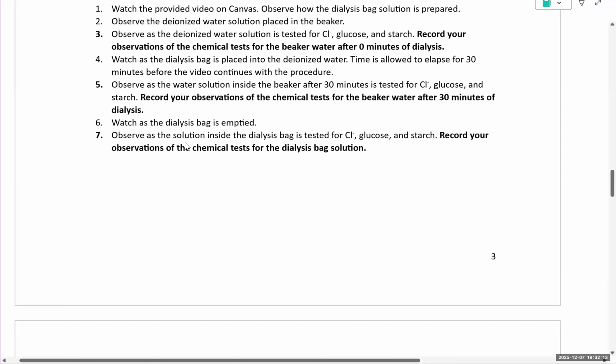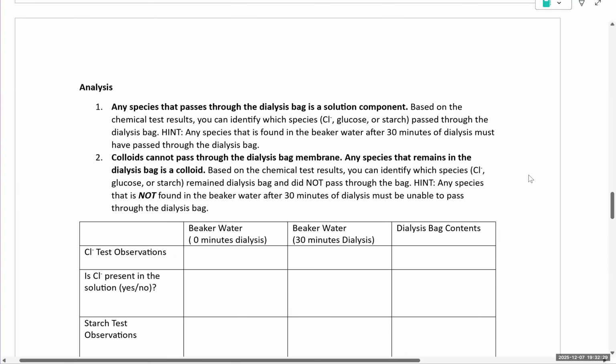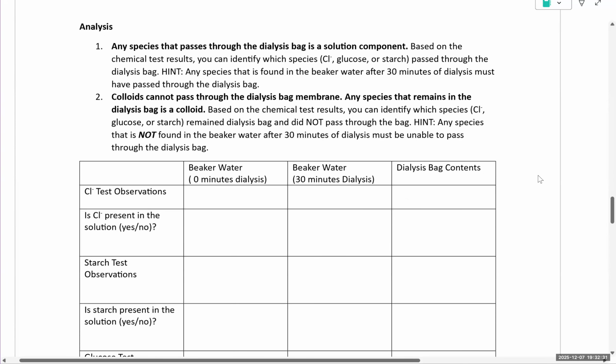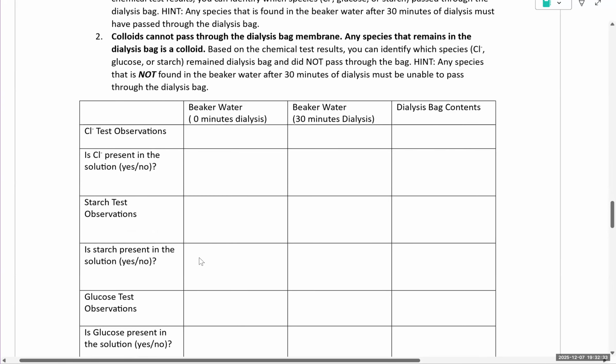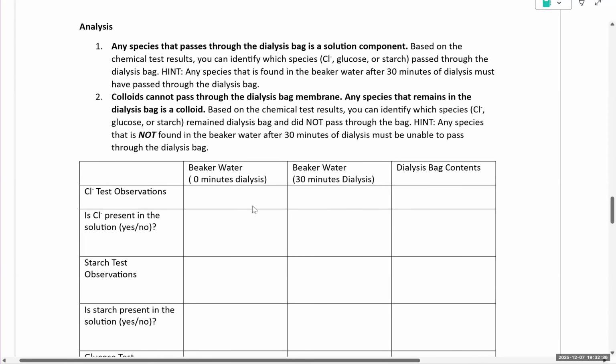We're then going to observe as the dialysis bag is emptied and observe as the solution inside the dialysis bag is tested for chloride, glucose, and starch. We're going to record our observations of the chemical tests for the dialysis bag solution. Okay, so that's our run through. So let's now write down our chemical test observations based on the video.